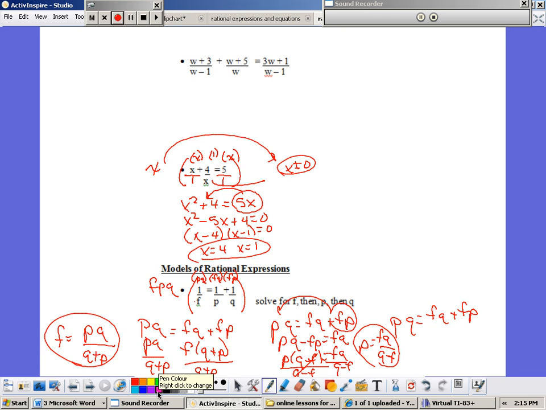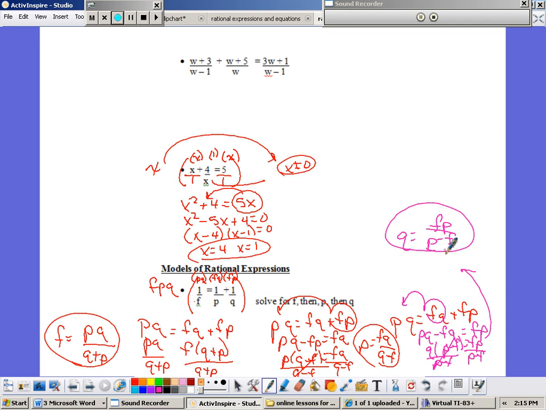Okay, the next one, we need to solve for q. So I have to get all the q's to one side. So PQ minus FQ equals FP. Pull out the q. Q times p minus f equals FP. Divide by p minus f. Q is equal to FP over p minus f. So we use what we're doing here by finding a common denominator, losing it, then solving for each letter.